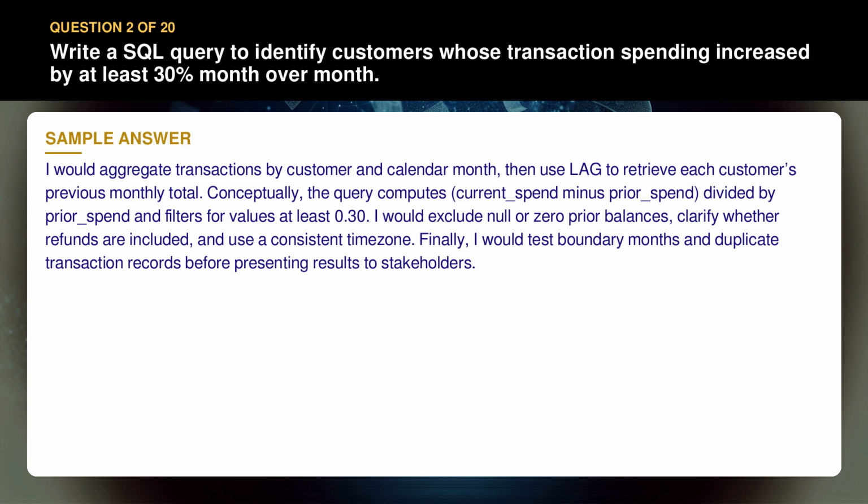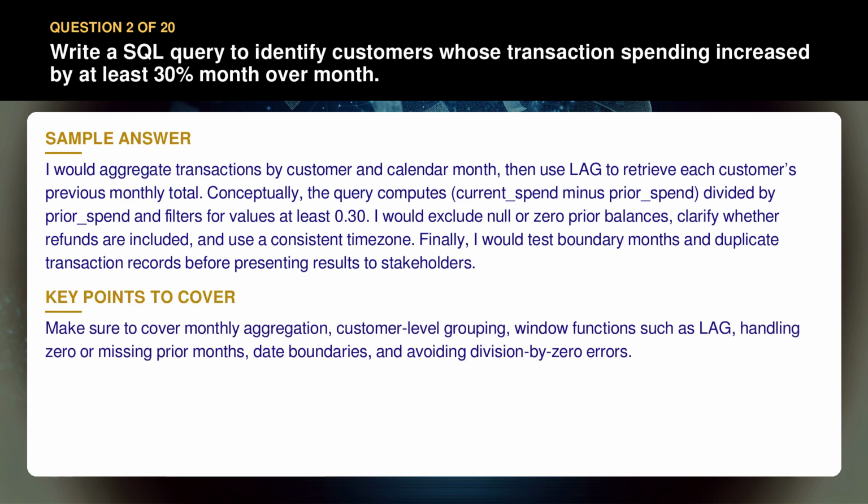I would exclude null or zero prior balances, clarify whether refunds are included, and use a consistent time zone. Finally, I would test boundary months and duplicate transaction records before presenting results to stakeholders. Make sure to cover monthly aggregation, customer-level grouping, window functions such as lag, handling zero or missing prior months, date boundaries, and avoiding division by zero errors.